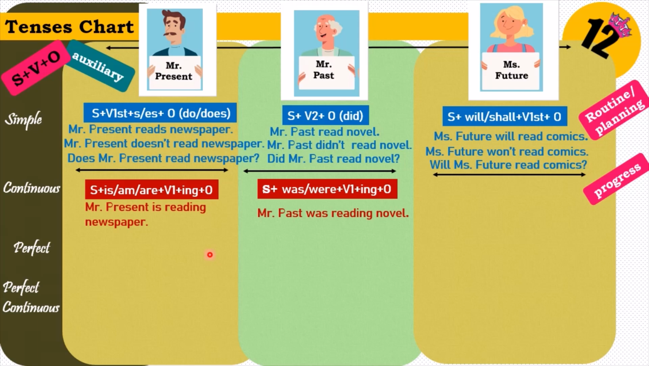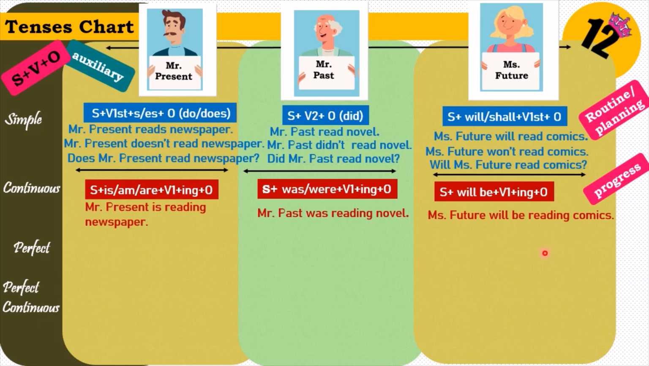Then coming towards the future tense, future continuous tense, we do have the structure subject with the addition of will be. Will be is the feature that makes it continuous. Subject will be verb first form plus ing, and at the end we are going to place an object. Here we have this sentence. Miss Future will be reading comics.